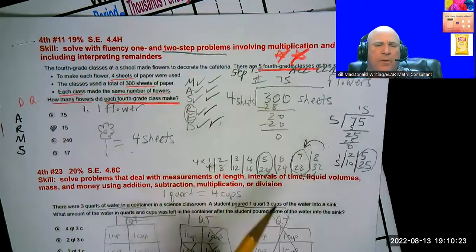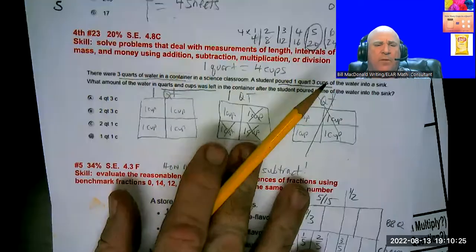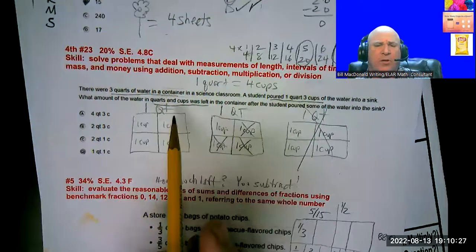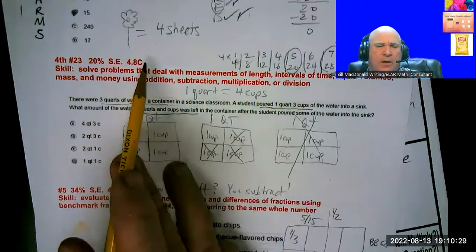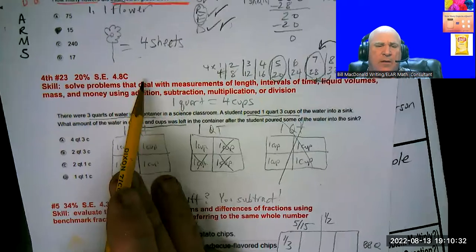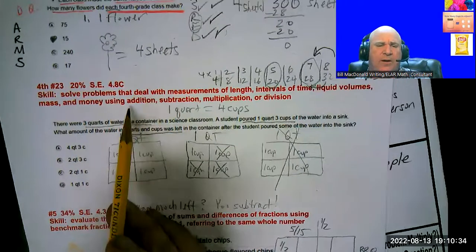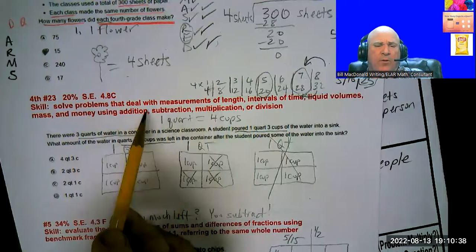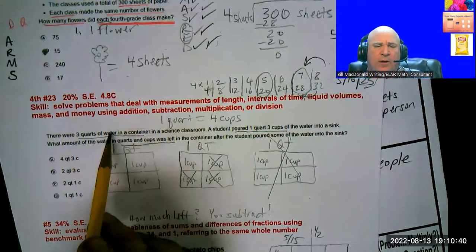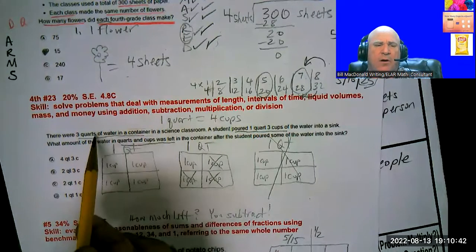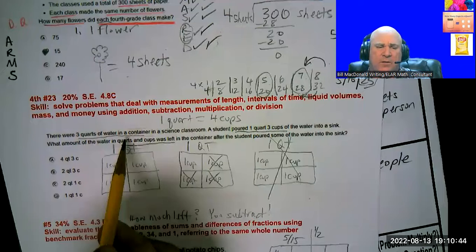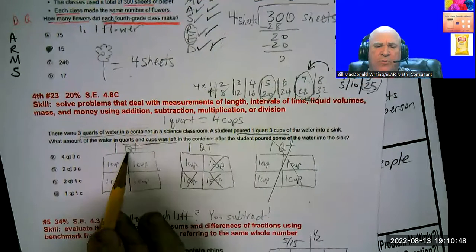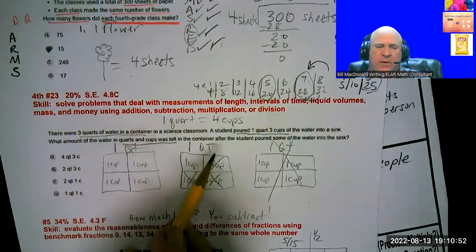Number 2, there were 3 quarts. It was using measurements and money, conversions, liquid, whatever. So we're going to be using measurement. There were 3 quarts of water in a container in a classroom. So artists remember more. So here's my 3 quarts. I just drew 3 squares. It's not perfect art, but it doesn't matter.